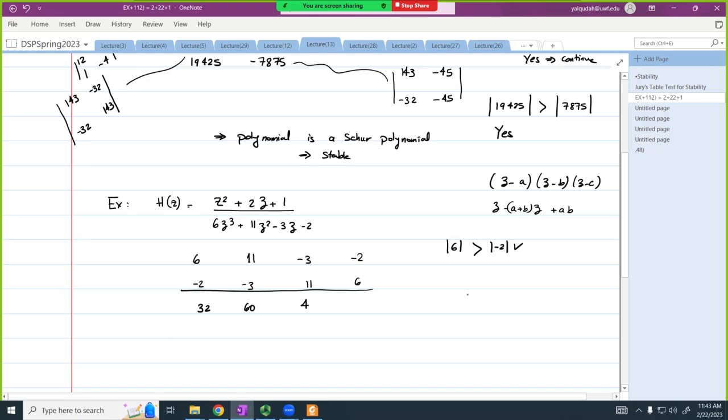We check again. 32 is greater than 4. We continue. All good? 6 times 6, 36, minus 4, 32. 6 times 11, 66, minus 6, 60. 6 times -3, minus 18, and this becomes plus 22. It gives me a 4. Okay, so we reverse this row.